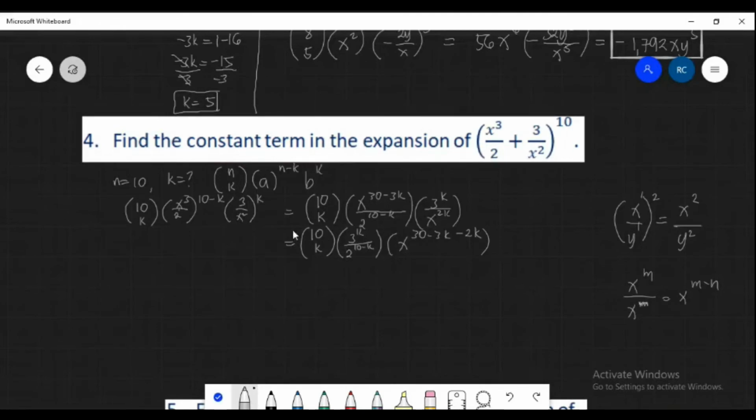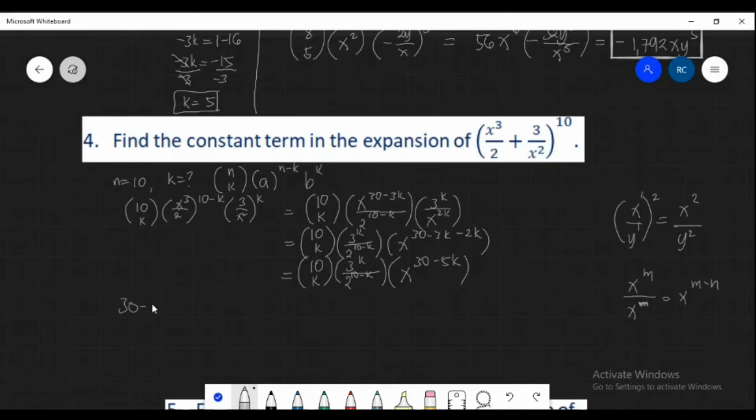Yes po. Okay. Then, siyempre, i-simplify natin ito. So, ito, copyin lang. So, 10 combine k times 3 raised to k all over 2 raised to k, 10 minus k times x raised to 30 minus 5k. Remember, negative 3k minus 2k is negative 5k. So, ito na yung kukunin natin.